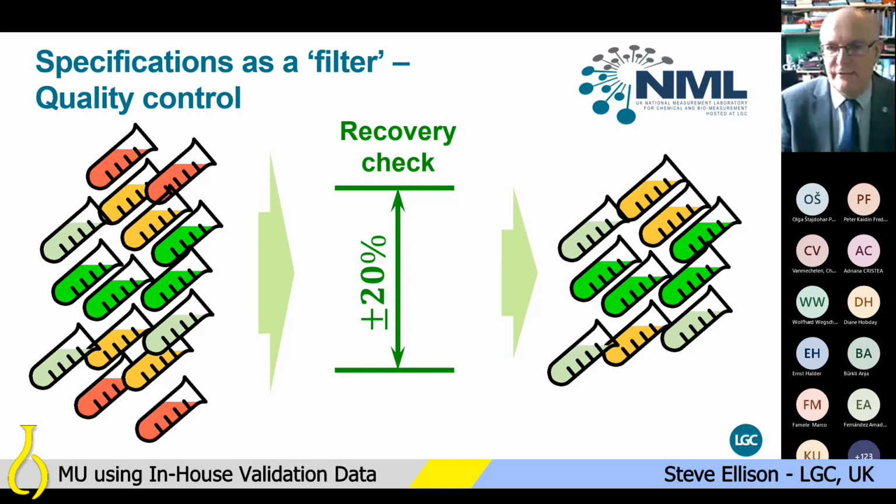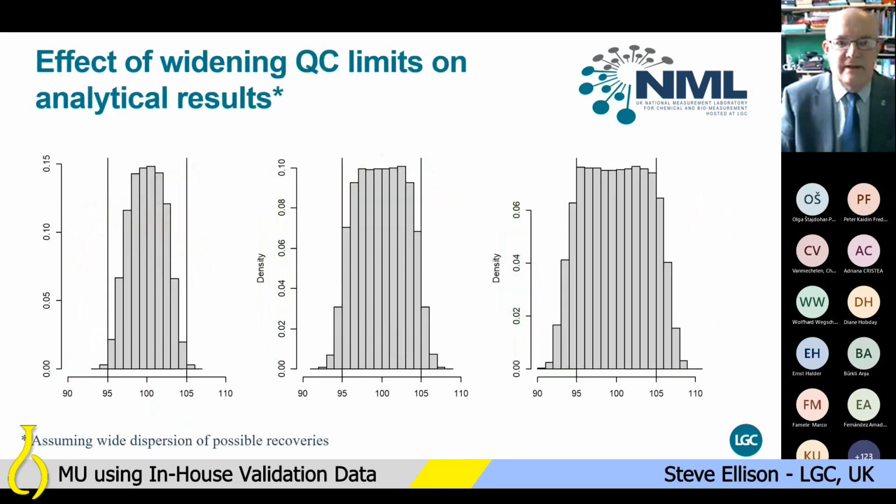Now, if we did that over a long period of time, that has an interesting effect on the spread of results that we might see. If we have very narrow permitted limits, if we test very stringently for recovery, we test positively to make sure that the recovery is inside the permitted limits. We get a relatively narrow distribution of analytical results.